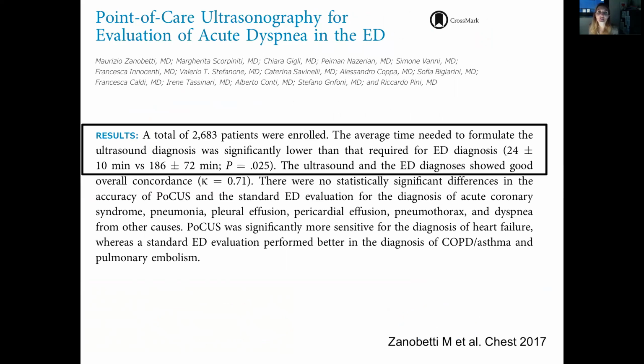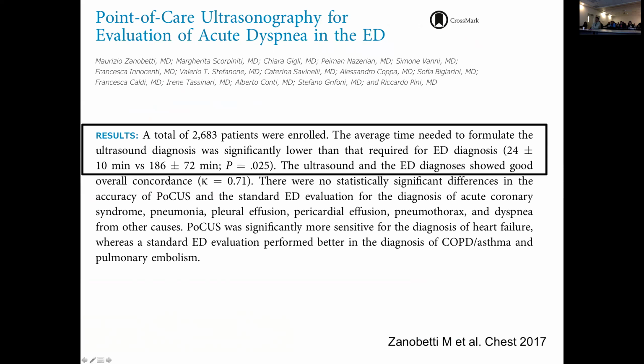And these data have been recently confirmed by a paper from the group in Florence of Maurizio Detti, and the message is very similar. They did this point of care echo on 2,683 patients coming to the emergency department, and what they found is that the average time needed to make the correct diagnosis was significantly lower when using lung ultrasound. It was 24 minutes on average compared to 186 minutes.